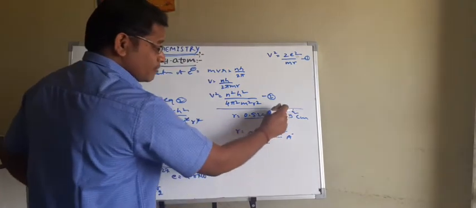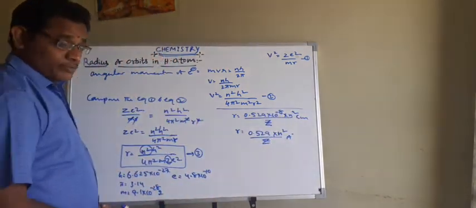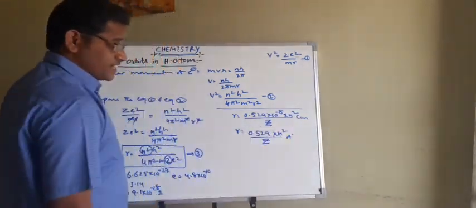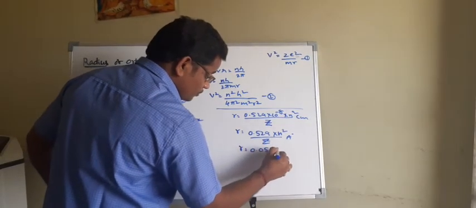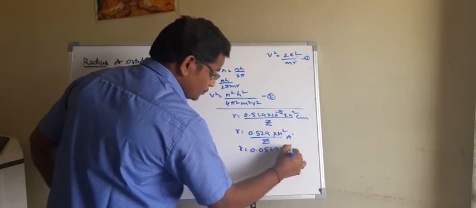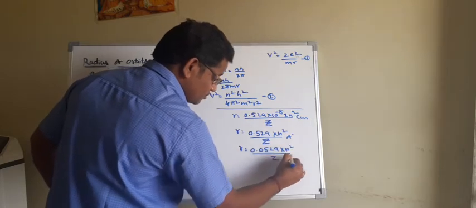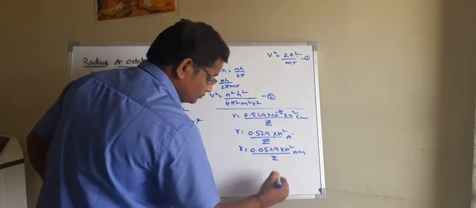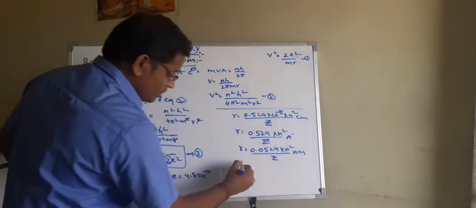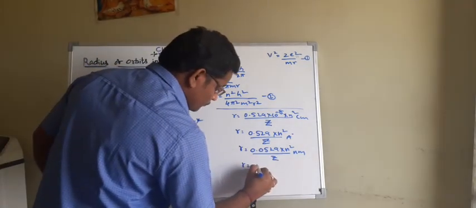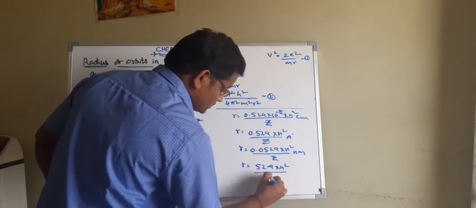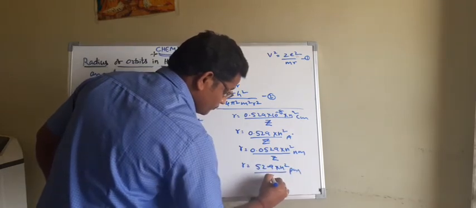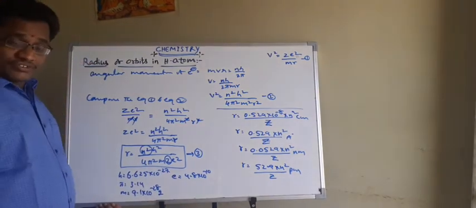0.529 into n square by z angstrom units. Why? 10 power minus 8 centimeter is equal to 1 angstrom, right? So that's why I am directly taking angstrom units. R is equal to 0.0529 into n square by z nanometers. R is equal to 52.9 into n square by z picometers. So these are the r values.